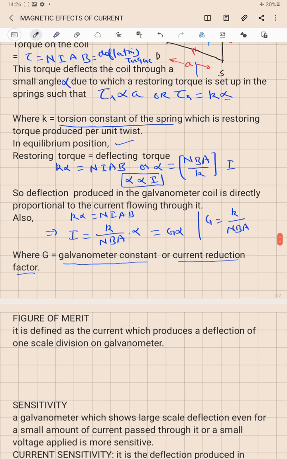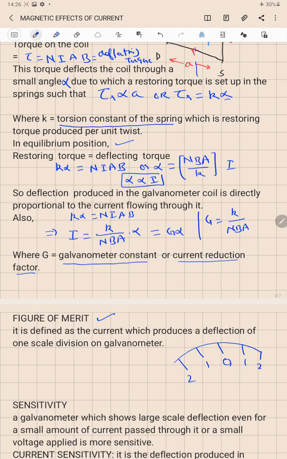Next is the figure of merit. This is an important physical quantity related with the galvanometer. It is defined as the current which produces a deflection of one scale division on the galvanometer. So on the scale of the galvanometer, divisions are marked like this: center 0 division, 1 division, second division on the left and the right side.